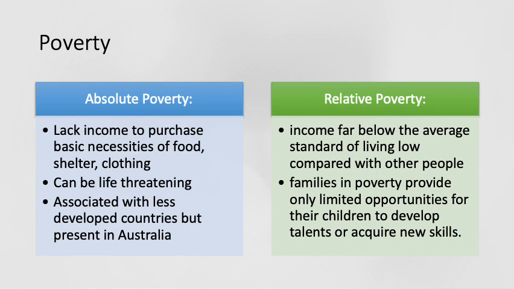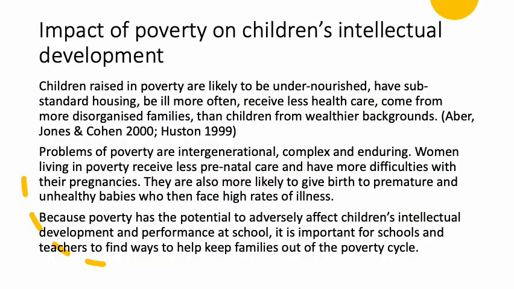So being really aware of that, and how that for most of you is not something you have grown up with. So understanding how you interact with families, because particularly absolute poverty, it will be a real issue. What we know with poverty is that if children are raised in poverty, they're likely to be undernourished, they're likely to have less availability of housing.